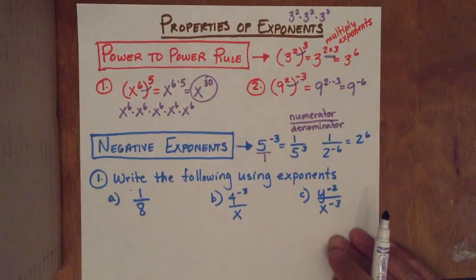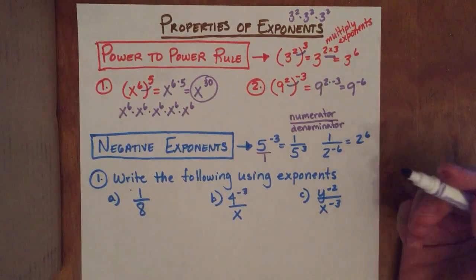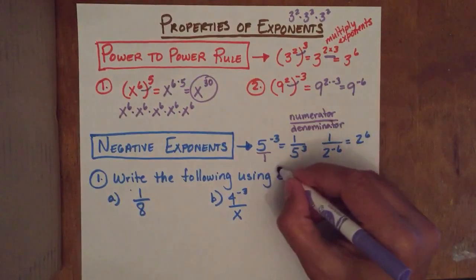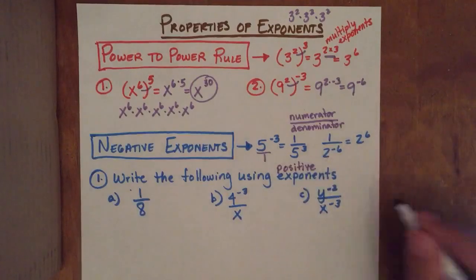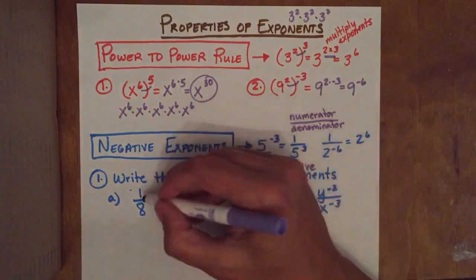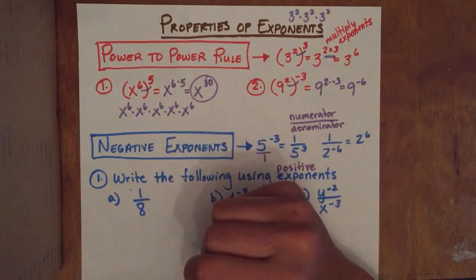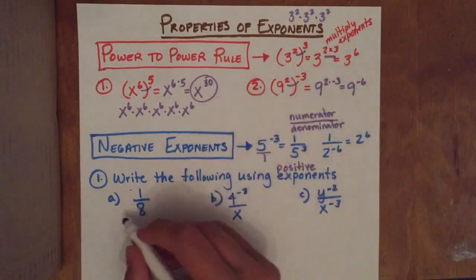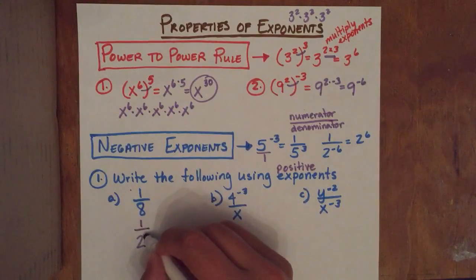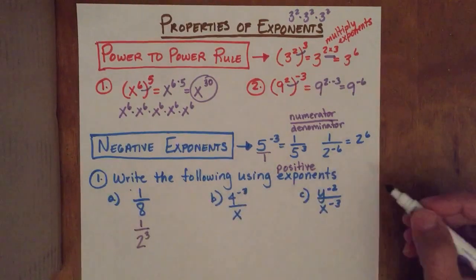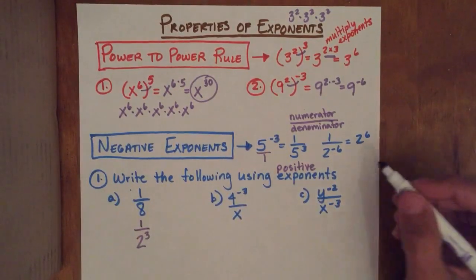So let's look at these examples. Write the following using exponents. Okay, and I should have said exponents or positive exponents. We'll be a little more specific just to see if you know how to manipulate these. So let's start with 1/8. 8 can be written as 1 over 2 to the 3rd. So there's our positive exponent.